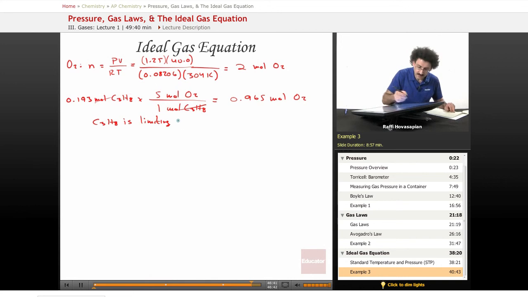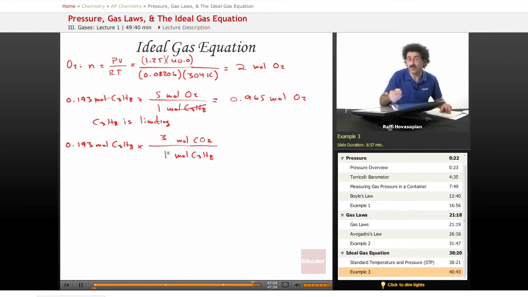Well, now I do the reaction. 0.193 moles of C3H8 times, now the mole ratio of that and CO2, which is what I'm looking for, is 3 to 1. That's just straight out of the equation. And that means I produce 0.579 moles of CO2.